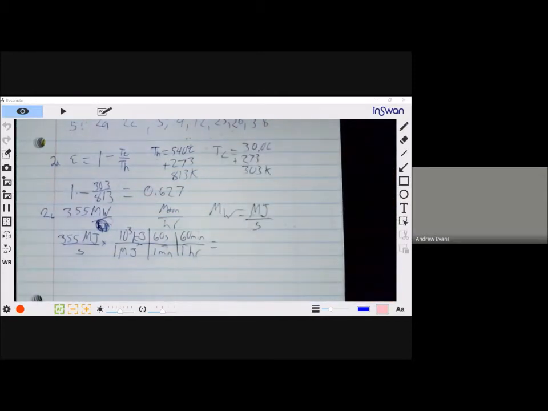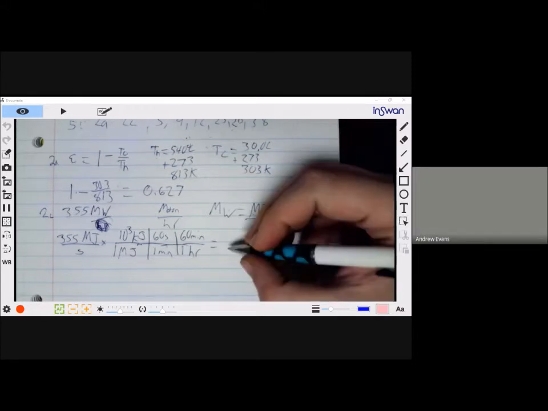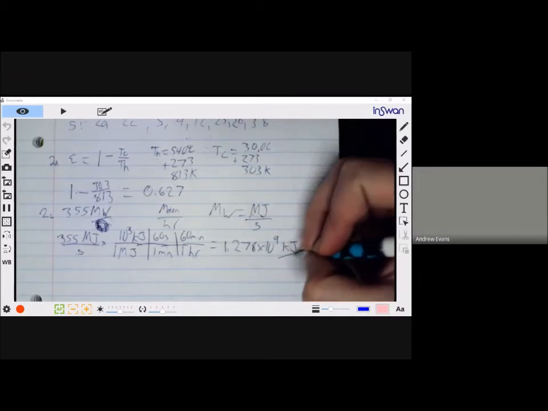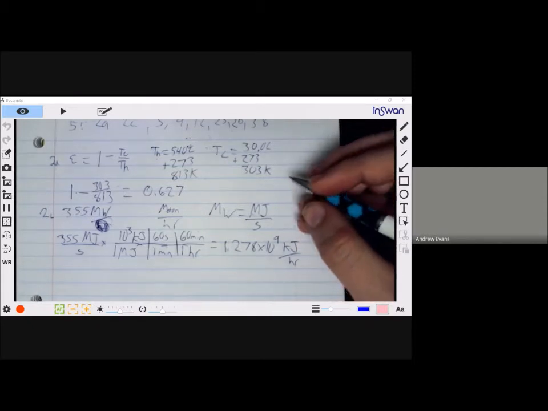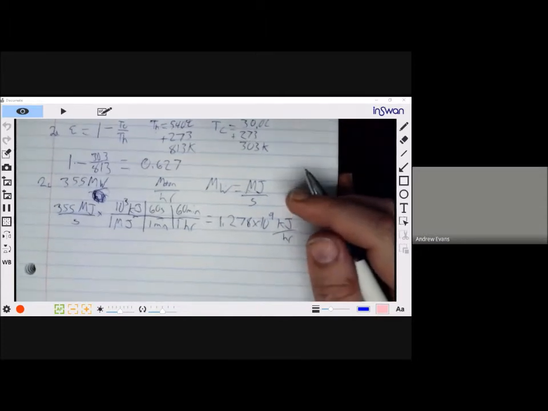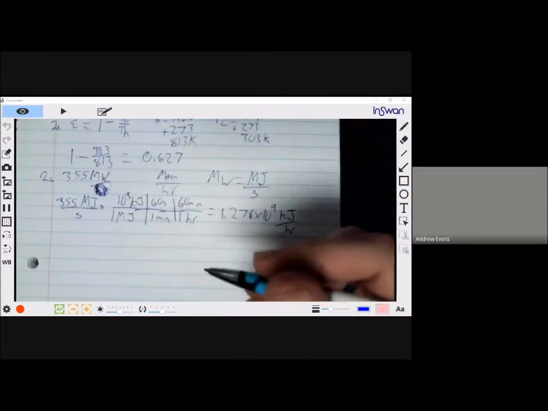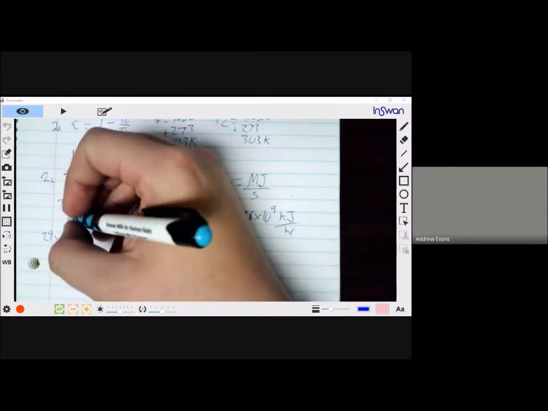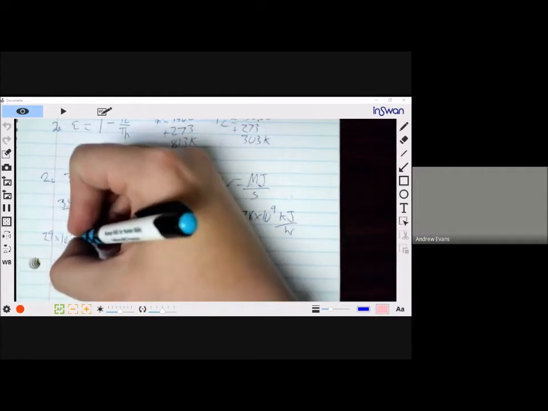So to figure out what energy we need to generate per hour, we would need something like 1.278 times 10 to the ninth kilojoules per hour. So that's all just calculating the sheer energy that we need to generate. Now we're given that the energy is 29 times 10 to the third kilojoules per kilogram.